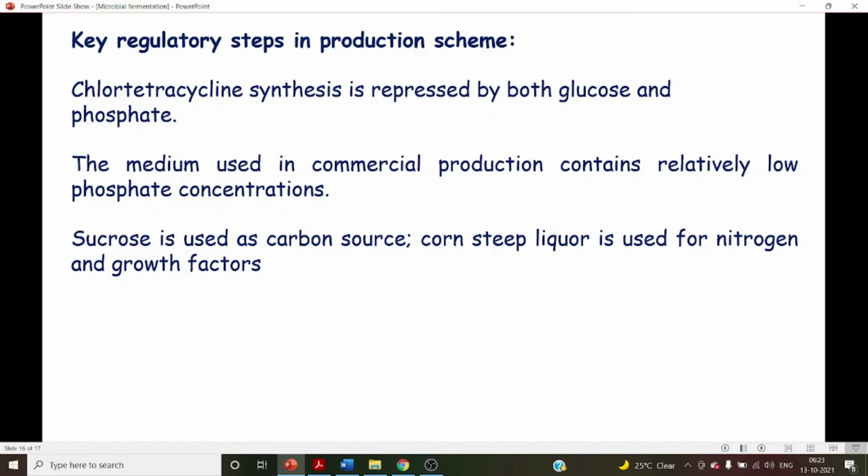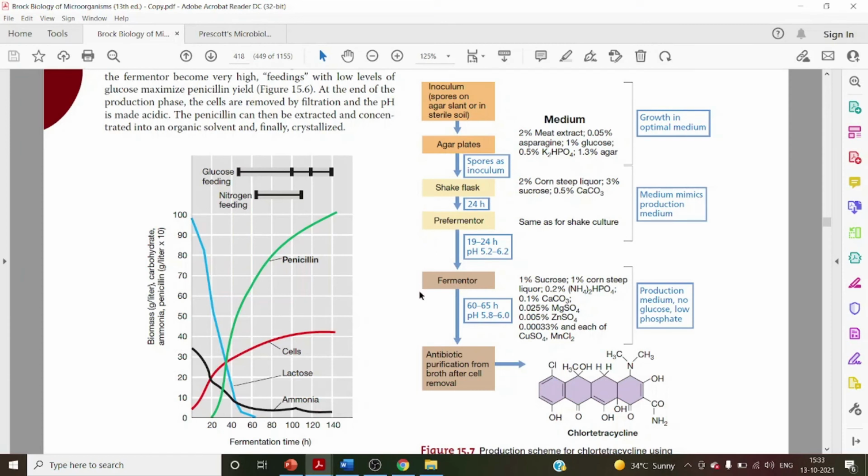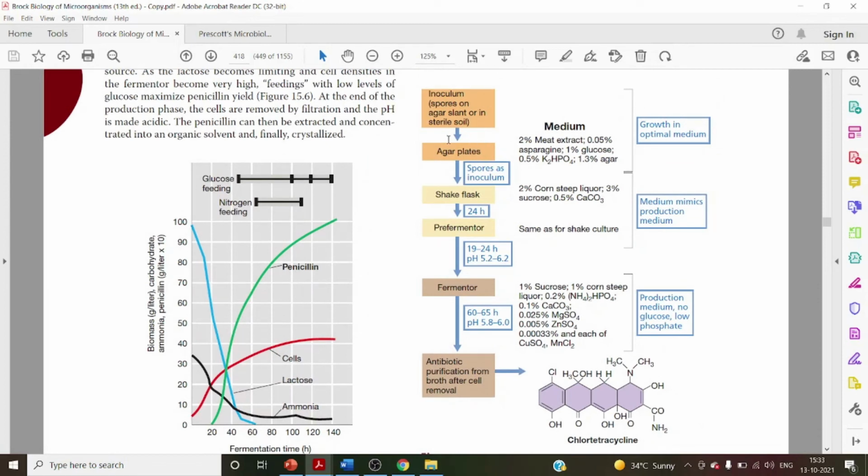Now let us have a look at the production scheme of chlortetracycline using Streptomyces aureofaciens. So first of all, what happens in the scheme? The spores of Streptomyces aureofaciens are inoculated on the agar plate using the optimum medium. This medium is 2% meat extract, 0.05% asparagine, 1% glucose, 0.5% K2HPO4, and 1.3% agar. So by using this medium, spores are first inoculated on agar plates.